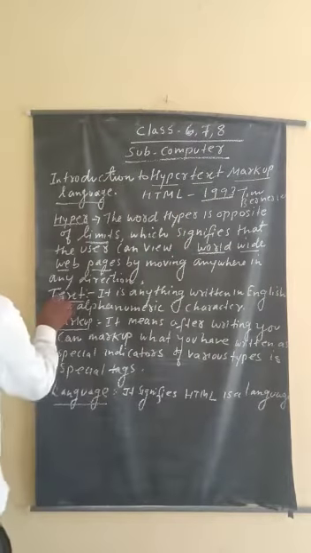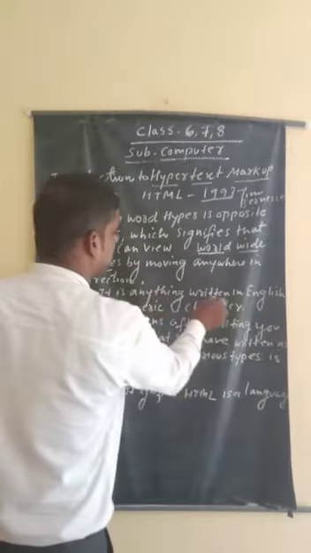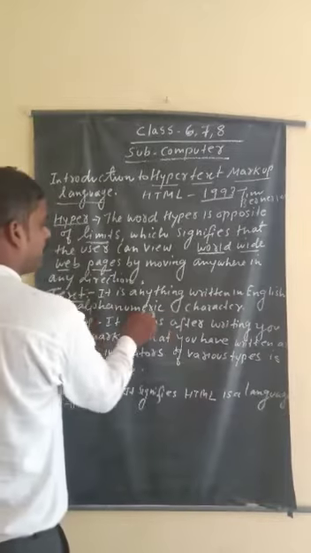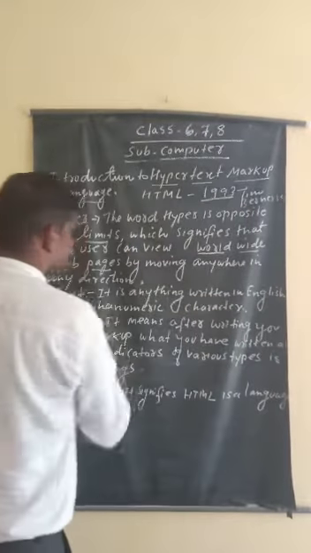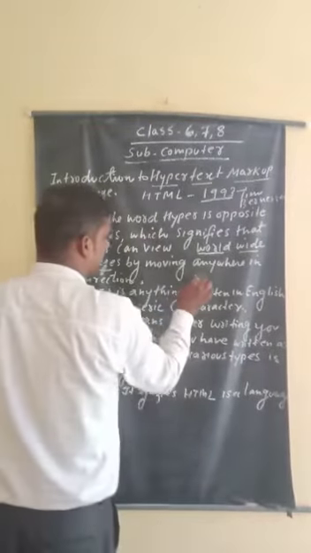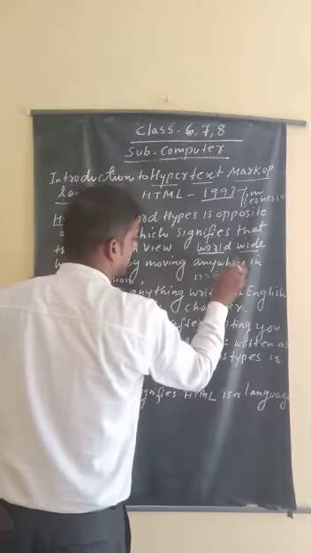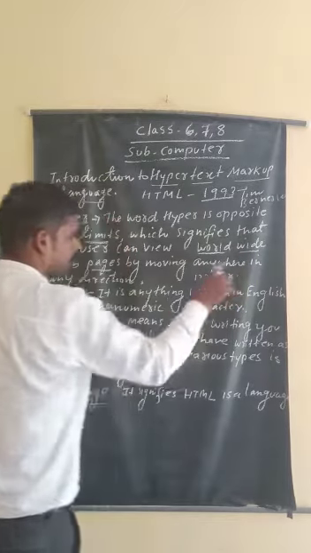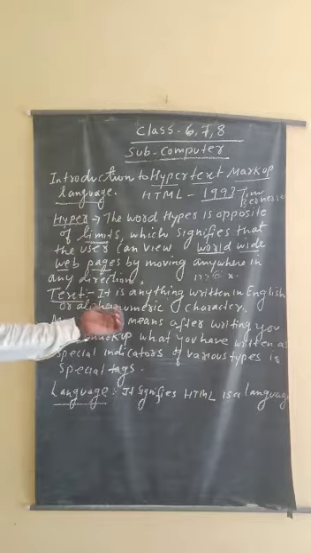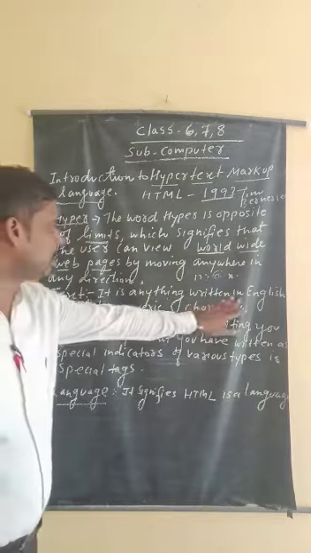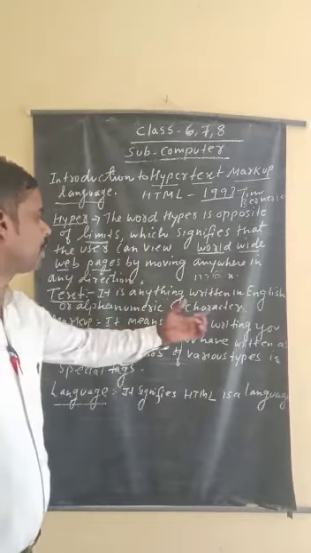Let's come to the next point. Text. It is anything written in English or alphabetic characters. Suppose you make a password, suppose you write 1, 2, 3, then you write the at-the-rate symbol. This is an alphanumeric combination. It means anything written in English or alphanumeric characters.